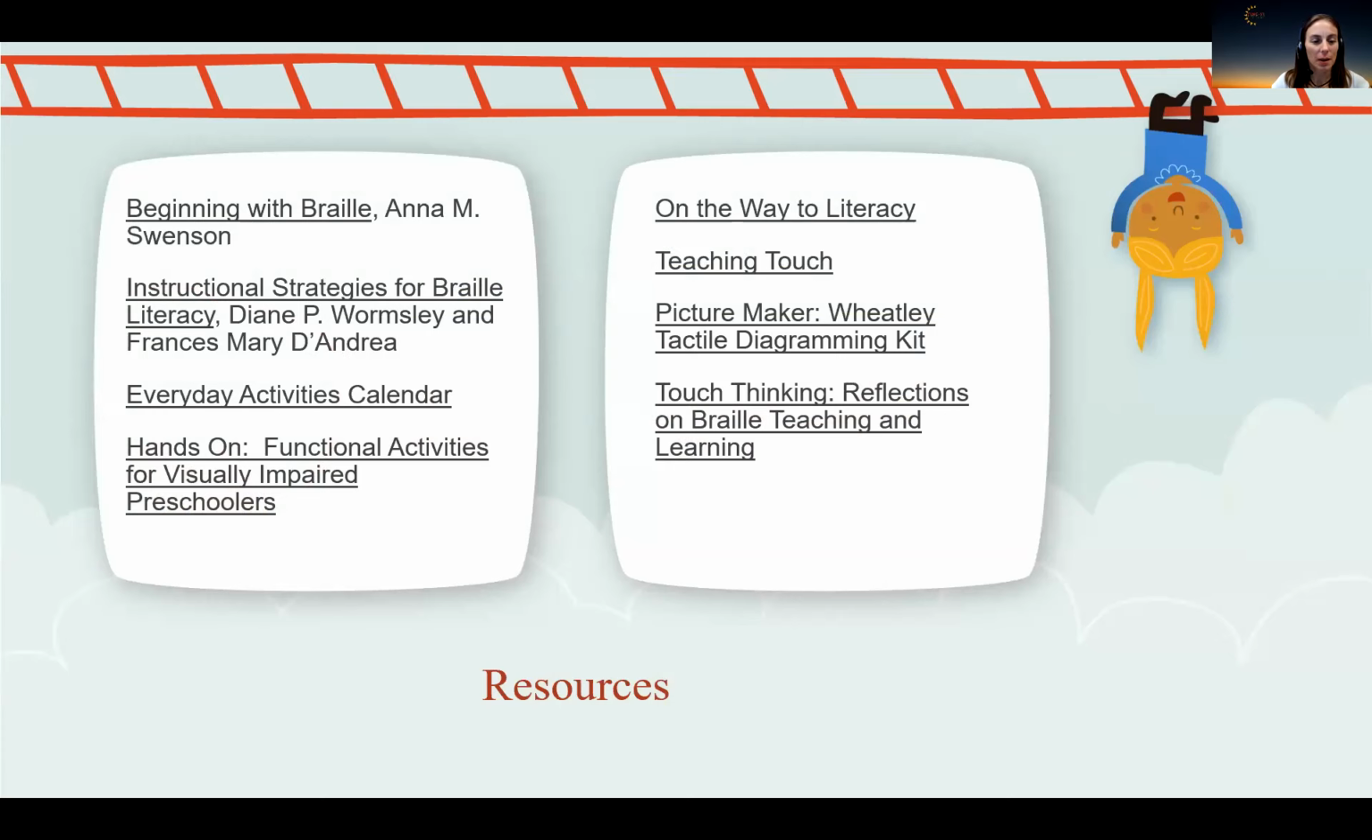So that was really insightful information and a reminder of teaching to that tactile sense. It's just at 2 o'clock, so I want to show the resources I use, very similar to yesterday, beginning with Braille instructional strategies for Braille literacy, the everyday activities calendar, the hands-on program that APH has, On the Way to Literacy, Teaching Touch, the Picture Maker by Wheatley, and Touch.